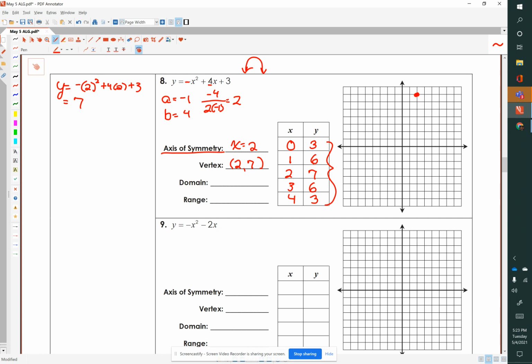So let's go ahead and plot those points. We'll plot (0, 3), (2, 7). We have that (1, 6). And our (3, 6). And our (4, 3). There's our parabola. So let's connect those points with a smooth curve.